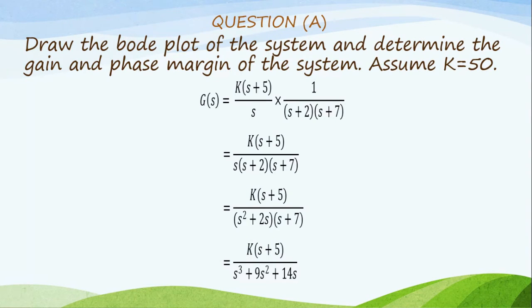Hello, my name is FOOK. So question A is to draw the Bode plot of the system and determine the gain and phase margin of the system, assuming K is equal to 50. First of all, we need to expand the equation. The expanded equation is K times (S plus 5) over S cubed plus 9 S squared plus 14S.